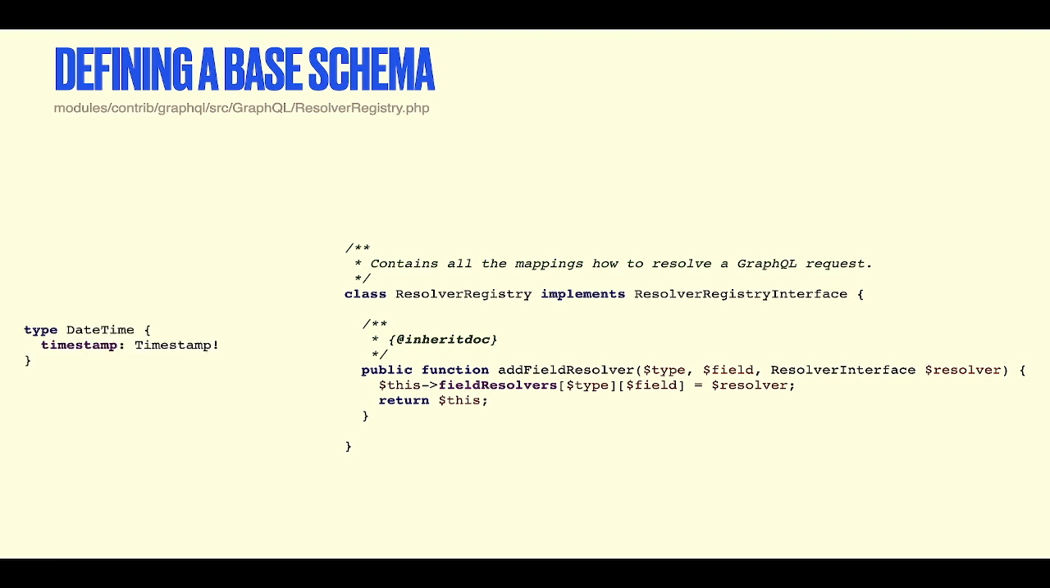So let's look at the inputs. If we add the date time example, we can see that it first takes a type. That's our date time type in this case. And the next argument is a field, which is the timestamp. The final thing we give the module is this resolver that will do some work for us, but we don't yet know where that comes from.